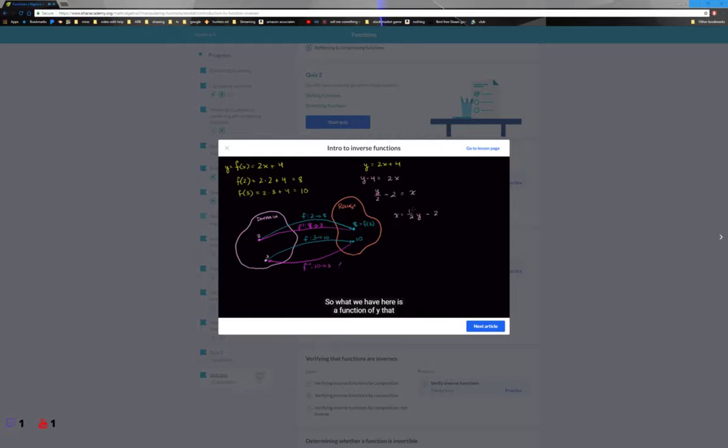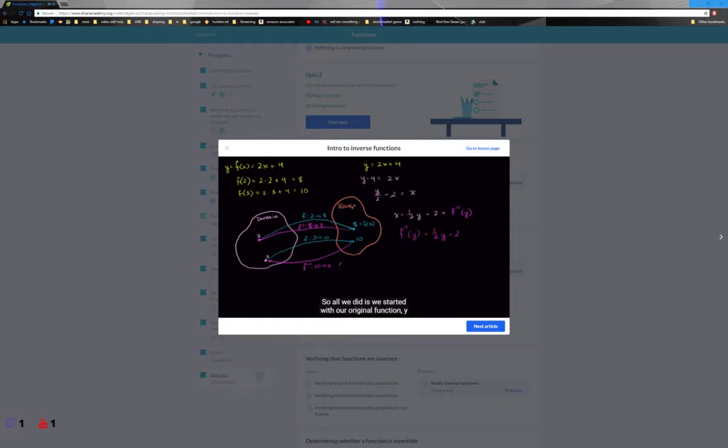So what we have here is a function of y that gives us an x, which is exactly what we wanted. We want a function of these values that map back to an x. So we could say that this is equal to f inverse as a function of y. So now the range is now the domain for f inverse. F inverse as a function of y is equal to 1 half y minus 2.